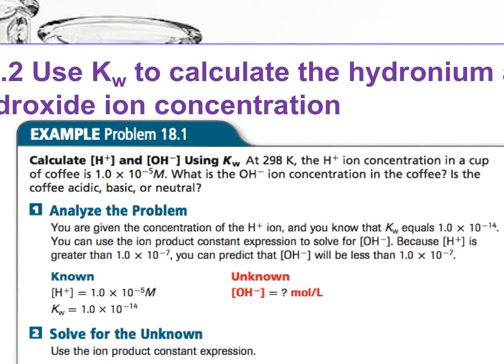So first of all, we analyse the problem. And one of the facts that we know is that Kw is always going to be 1 times 10 to the minus 14 at the temperature of 298 Kelvin. The question is telling us that the H plus ion concentration is 1 times 10 to the minus 5. So we've got these two numbers. This one is from the question, and this one is a fact that we should memorize. And we're being asked, what is the OH minus concentration?